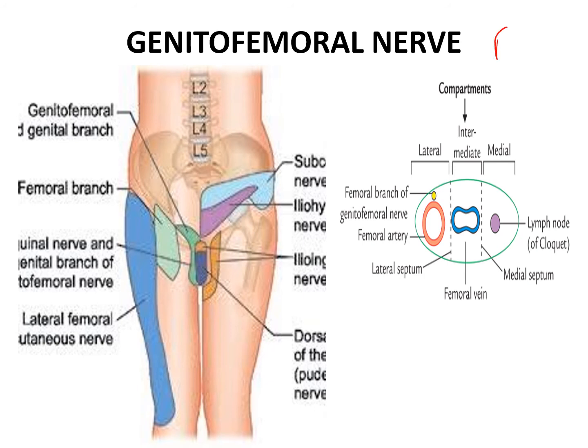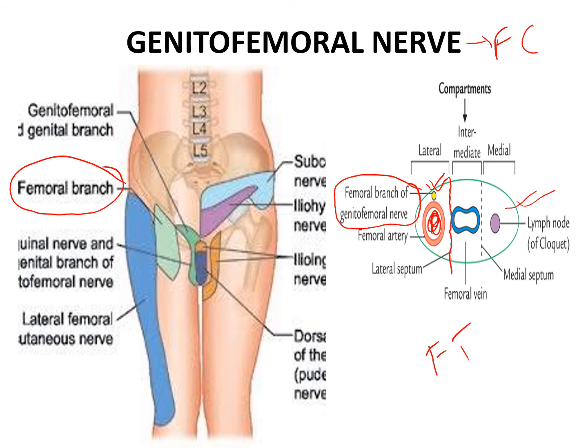So, the femoral component of the genitofemoral nerve, you have seen it in the femoral triangle, within the femoral sheath. We saw that the femoral branch of the genitofemoral nerve was within the arterial compartment of the femoral sheath along with the femoral artery. We also saw that it supplied the skin on the anterior and upper aspect of the femoral triangle. Now we will see the genital component.